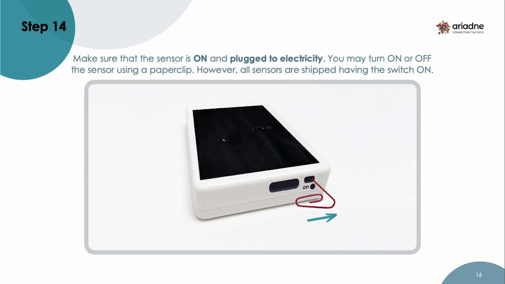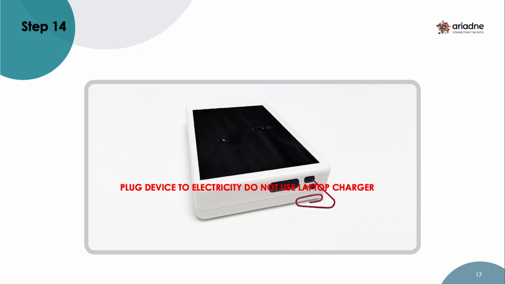Step 14. Make sure that the sensor is on and plugged into electricity. You may turn the sensor on or off using a paperclip. However, all sensors are shipped with the switch on. Step 14. Reminder. Plug device to electricity. Do not use a laptop charger.